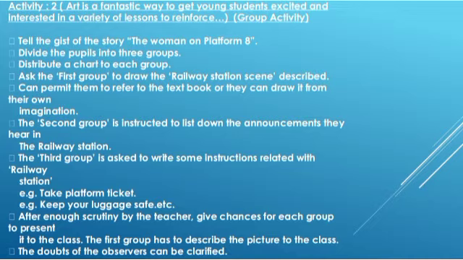Divide the students into 2 or 3 groups. Distribute a chart to each group. Ask the first group to draw the railway station scene described. We have already described the railway station scene because The Women on Platform 8 is based on a railway station. We can permit them to refer to the textbook, or they can draw it from their own imagination. The scene from the railway station can be drawn from their own imagination or even from the textbook.